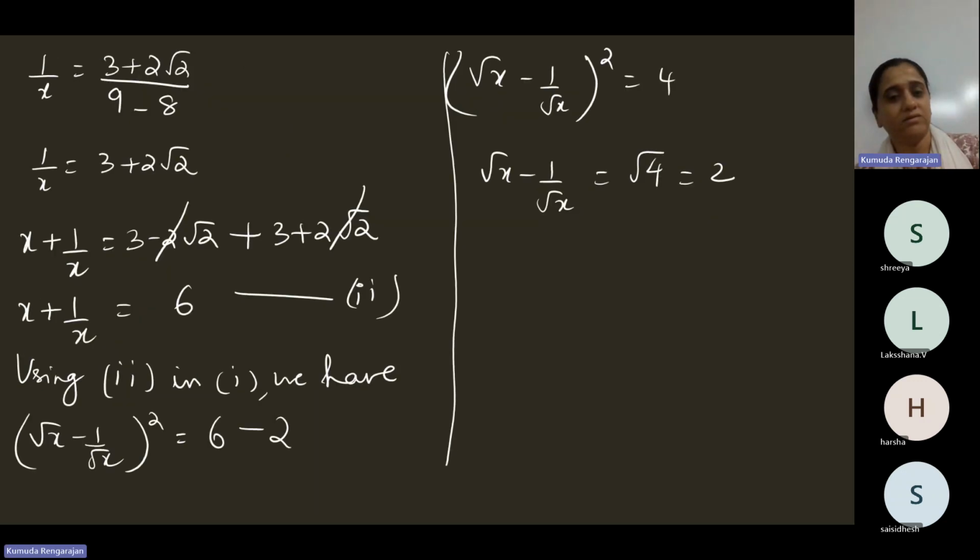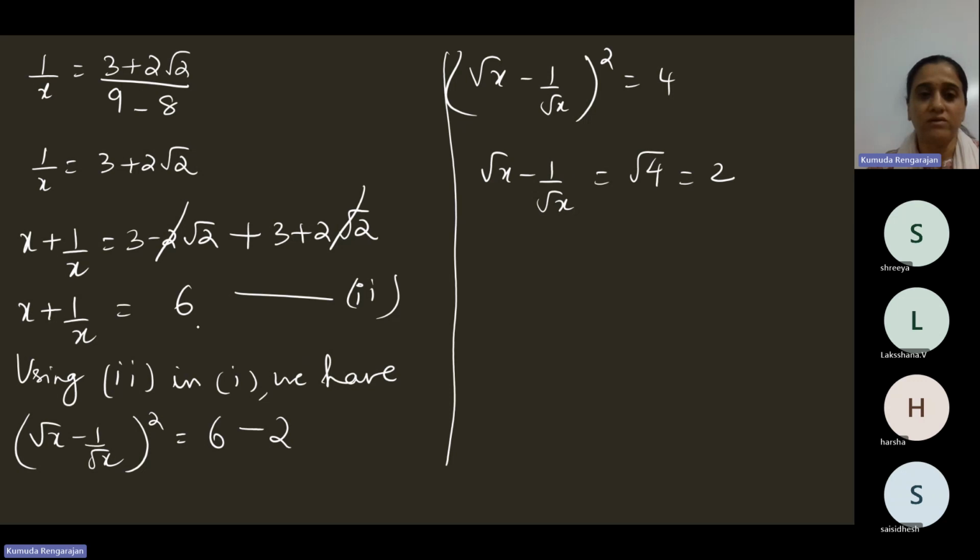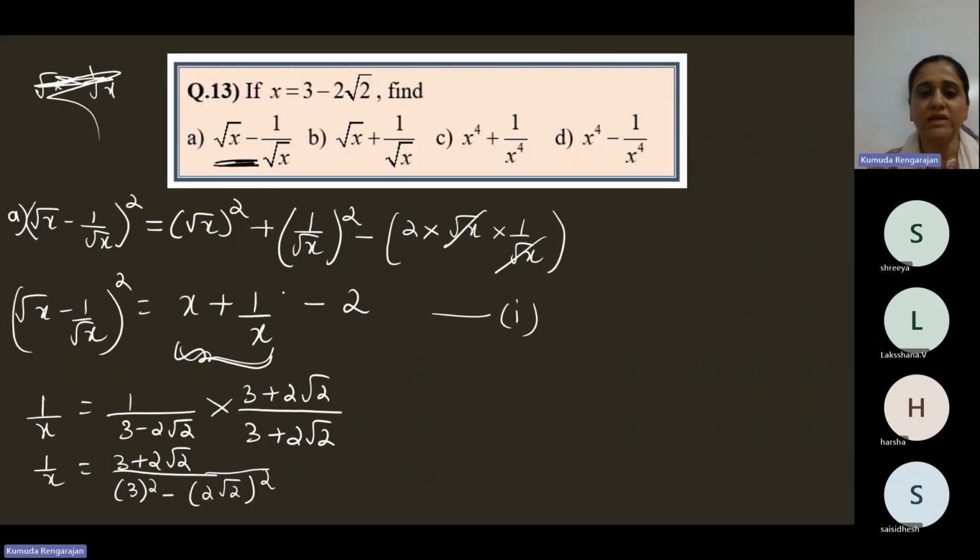I think you have not marked. See, have you marked this as 1? Here we have x plus 1 by x. What's the value of x plus 1 by x we have here? 6. So we're using this value, I've called this equation 2. We're using this result we've got in 2 in equation 1. What is the value of x plus 1 by x? 6, right? So here we use that value 6 plus 2, sorry, minus 2.